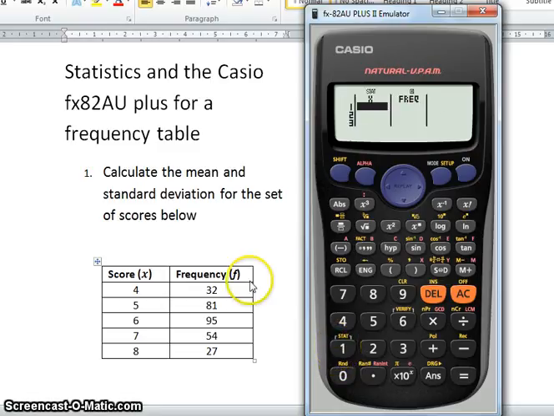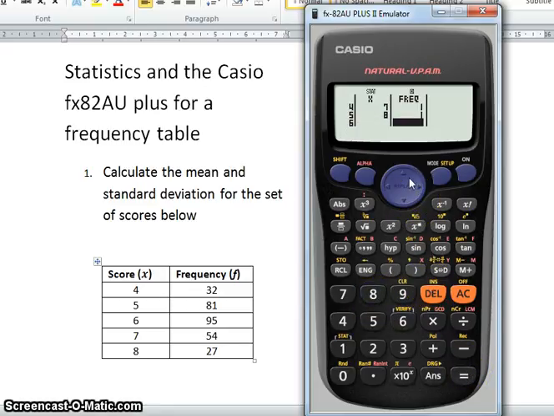We now enter our set of scores, and I've just got an example set of scores here. So we press the score, and then equals. It's easy actually just to go down. 4 equals, 5 equals, 6 equals, 7 equals, 8 equals. Alright, so we've done our scores.